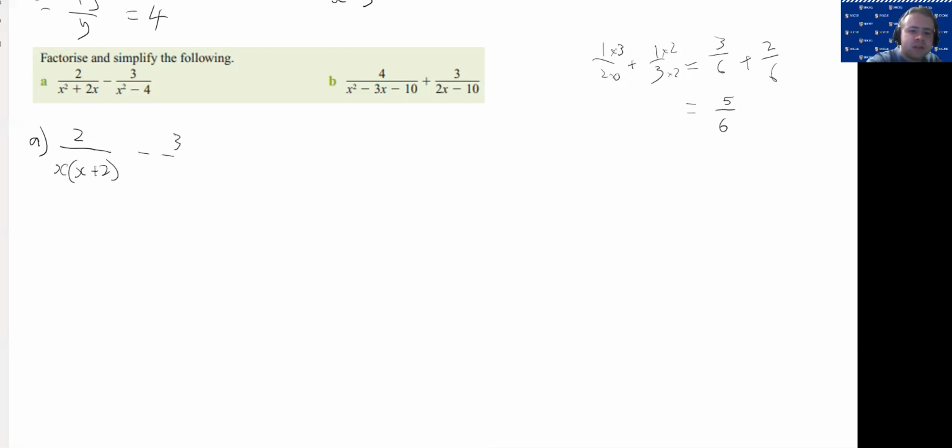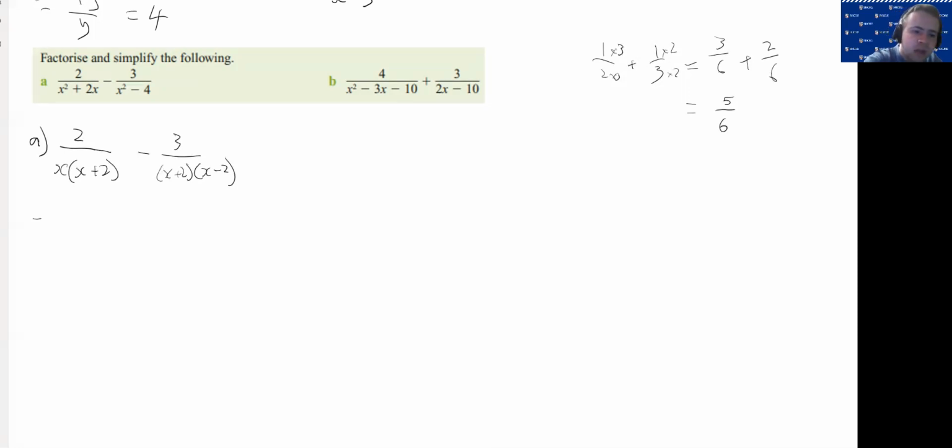And then I've got a difference of 2 squares, which is going to be x plus 2 and x minus 2. So both of them have a common factor of x plus 2, which is great. I don't need to do anything about that, but I'll need to multiply this first fraction on the left by x minus 2, top and bottom, and I'll need to multiply the fraction on the right by x.